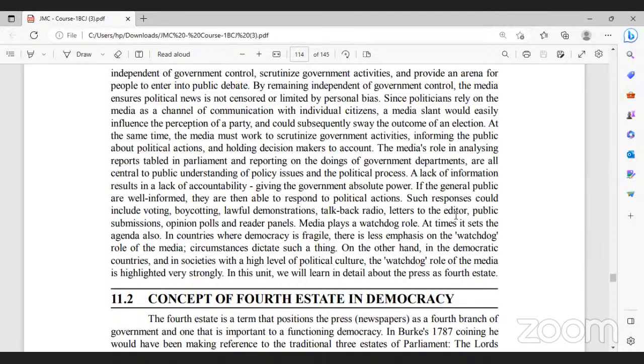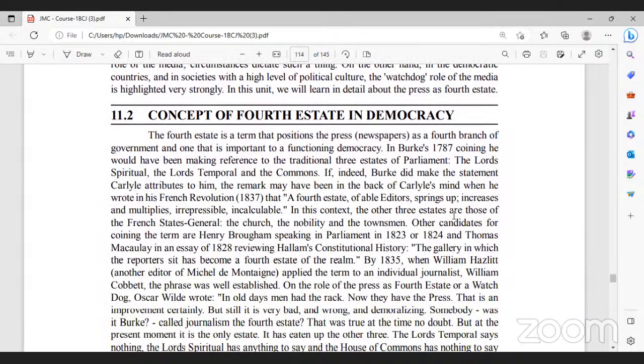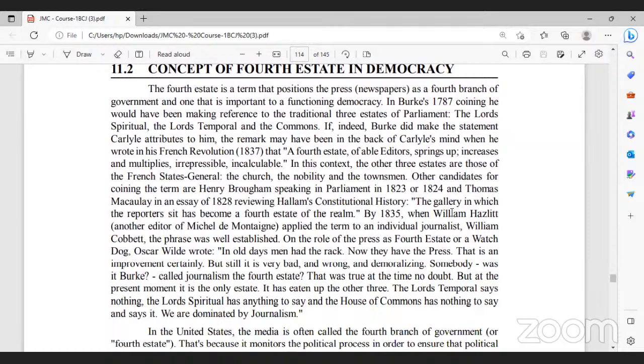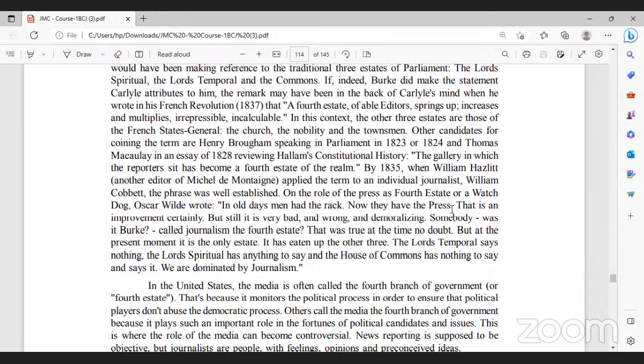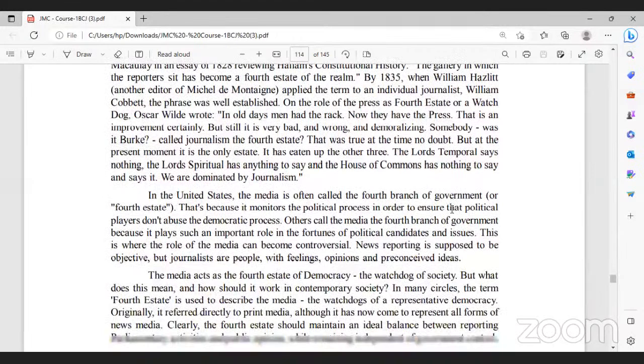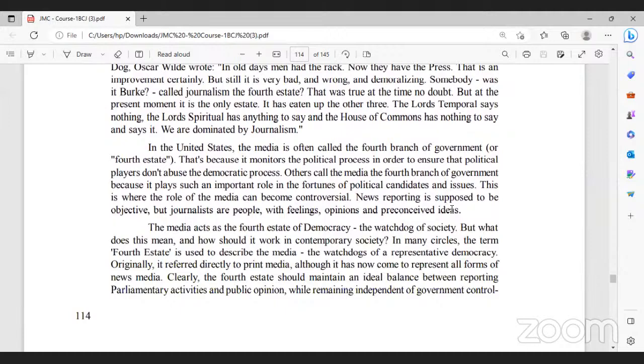So thus we see that the fourth estate has a definite role to play in the society. As we said, this concept of the fourth estate dates back to Burke, who was referring to the parliament, where the other three estates were there. So the fourth, the press, is also very important. If you see, in the United States, the media is often called the fourth branch of government or the fourth estate, because it monitors the political process, ensuring the political players don't abuse the democratic process.